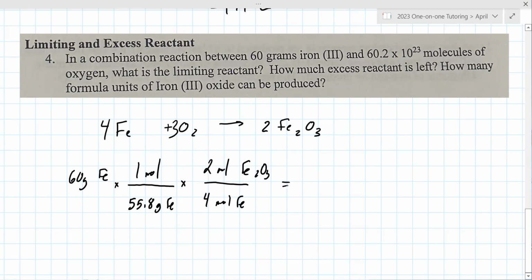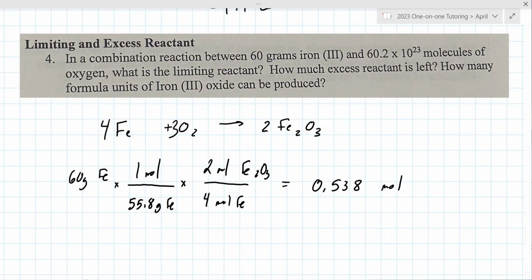Fe2O3. Now, a lot of students here will go to grams, but you don't need grams. You can just do it in moles. You just want to know how many moles of this you're going to produce. Okay, so we get that number. Please double check me because this is an important calculation here. I got the same. Awesome.